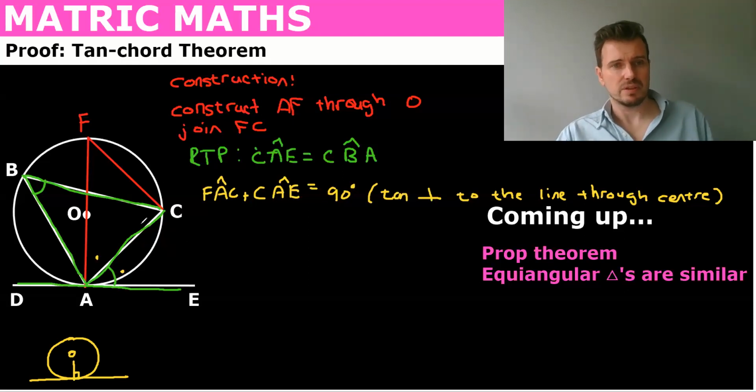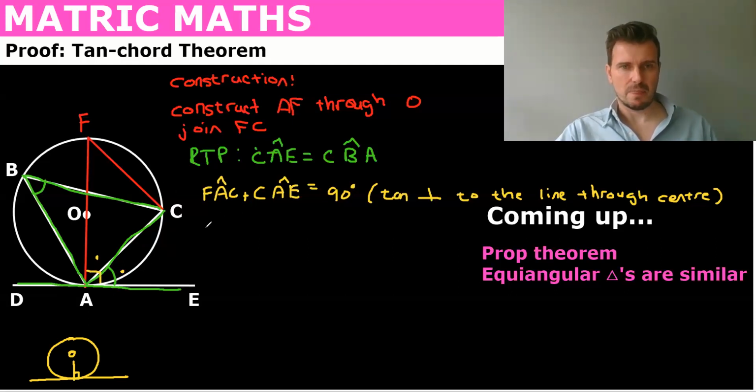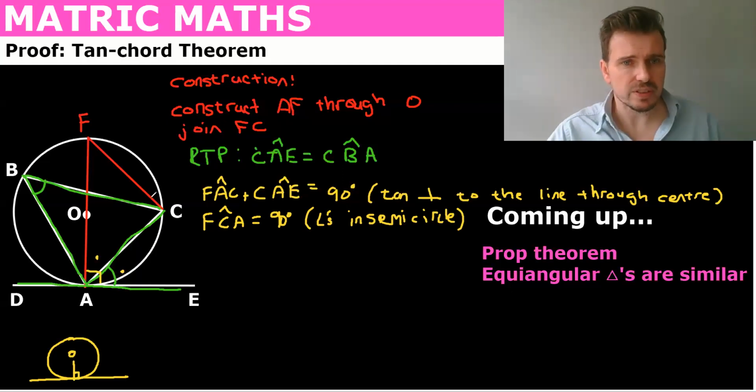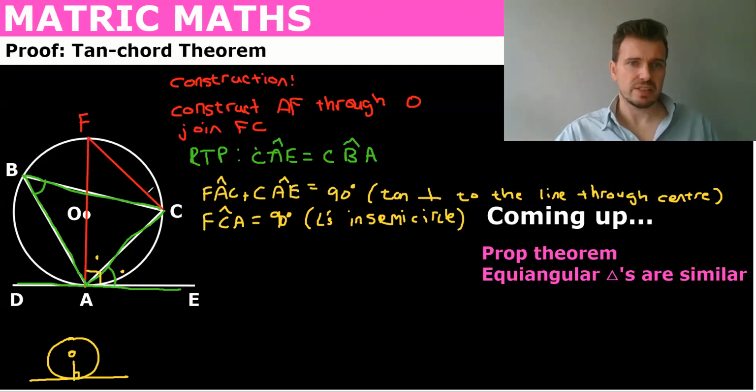Now the second thing we know is that FCA is also 90. So we knew that this was 90 and we know that FCA is equal to 90, and that's because of the angles in a semicircle, because this, if it's going through the center, is a semicircle, equals 90 degrees, angles in semicircle. Now, because this is 90 degrees, we know that then AFC, this one, and this one is going to be 90.